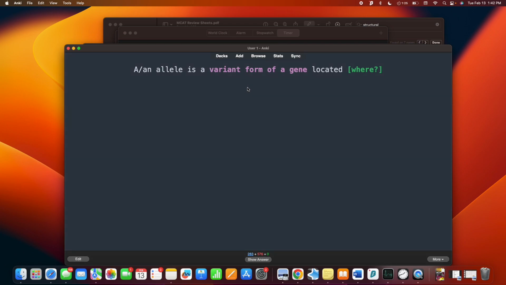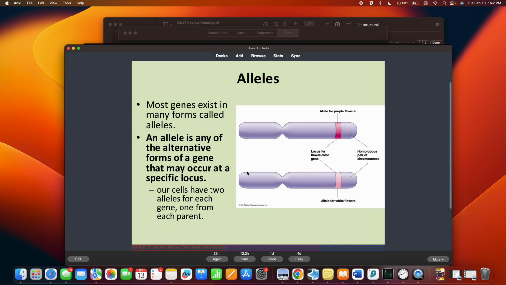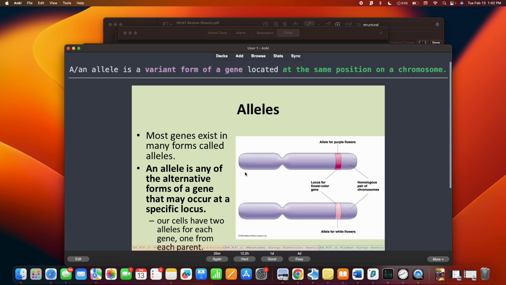An allele is a variant form of a gene located where? It's located on the genotype at the same position on the chromosome. It's a variant of a gene located at the same position on the chromosome. Most genes exist in, so it's like on sister chromatids, right? Exist in many forms called alleles. An allele is any of the alternative forms of a gene that may occur at a specific locus. Our cells have 2 alleles for each gene, one from each parent.